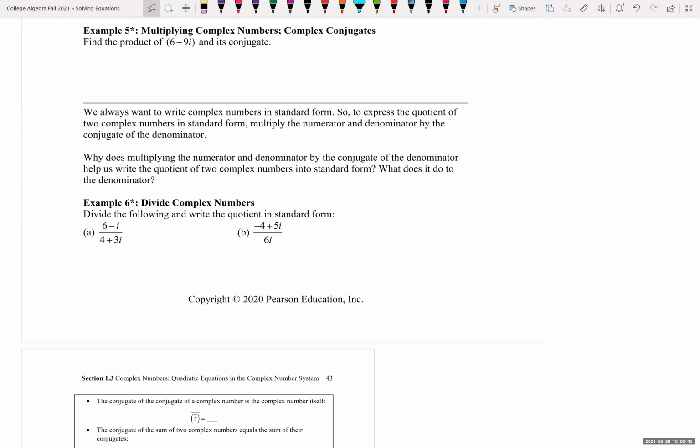So we were looking at performing different operations while we were working with complex numbers, adding, subtracting, multiplying. We looked at the conjugate of a complex number that was just changing the sign between the real part and the imaginary part. So let's look at the following example, and it says find the product of 6 minus 9i and its conjugate. And so the conjugate again of 6 minus 9i, if I put that bar over it, that represents the conjugate. So this right here is equal to 6 plus 9i.